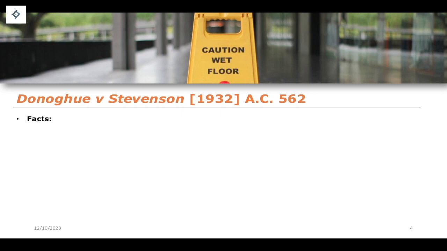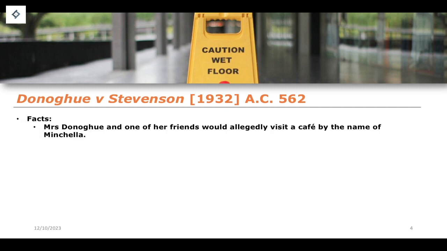Let's begin by thinking about the facts of this case. The facts involve a Mrs. Donoghue and one of her friends who allegedly visit a cafe by the name of Minchella. Now, one of the things that's important to note here is that the facts of this case were never actually challenged in the kind of way that you would in an actual case, because the legal issues of the duty of care and all these different things went straight up and appealed up to the House of Lords. So what's quite interesting is the actual facts were never proven as to whether or not this happened. So we're going to say that these are the alleged facts which take place. We're just going to assume that they are true for the purposes of this series of lessons.